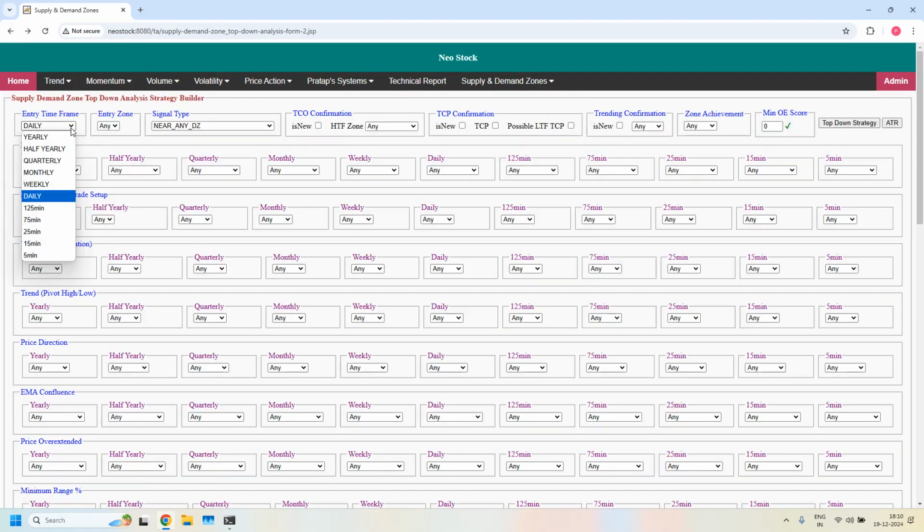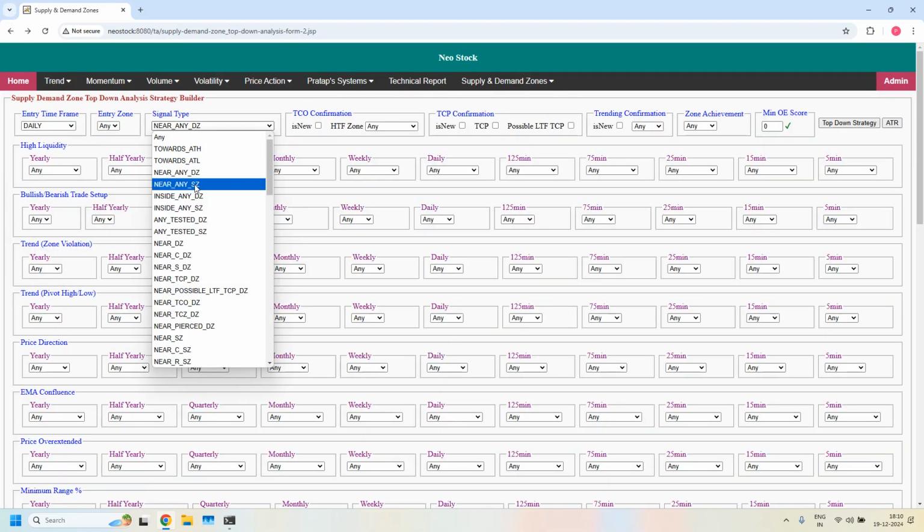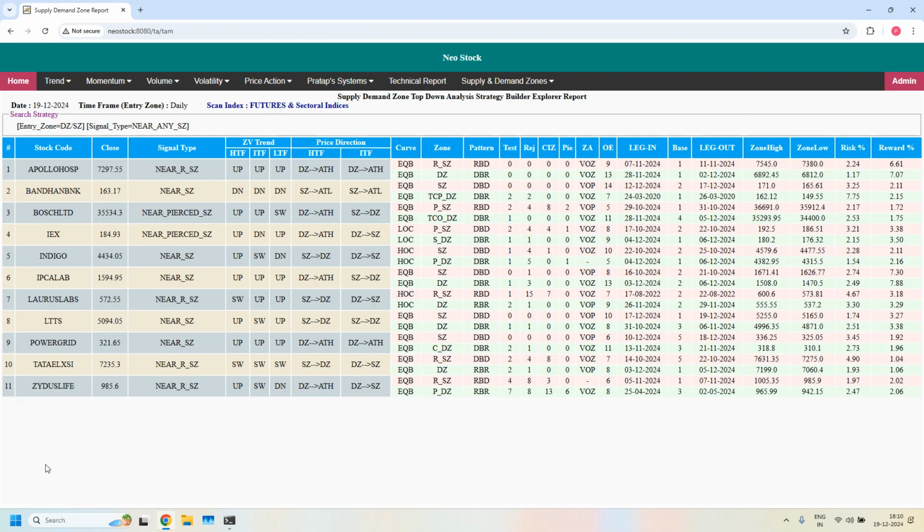Okay, next daily time frame. Stocks near daily supply zone. We got 11 stocks. Let us identify the high liquidity supply zones from this list. Apollo Hospital is having high liquidity supply zone. Laurus Labs again we got.